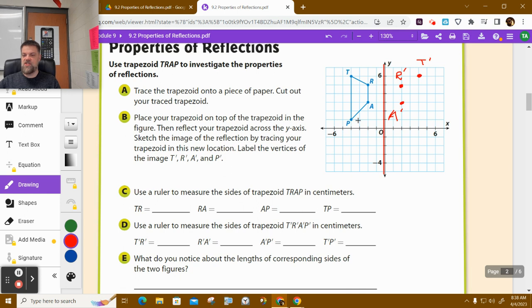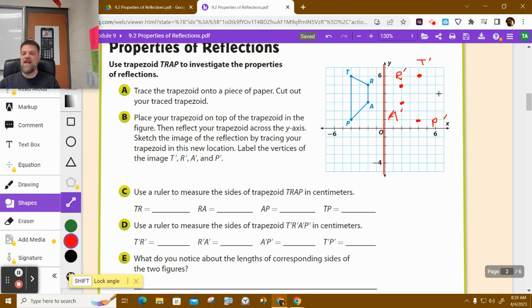All right. 1, 2, 3, 4. 1, 2, 3, 4. And that's P prime. All right, and then connect the dots. Do it quietly, you guys, because we gotta answer some questions. You guys, I gave you the rulers not so you could have sword fights. Okay. Use them to mark your figures.